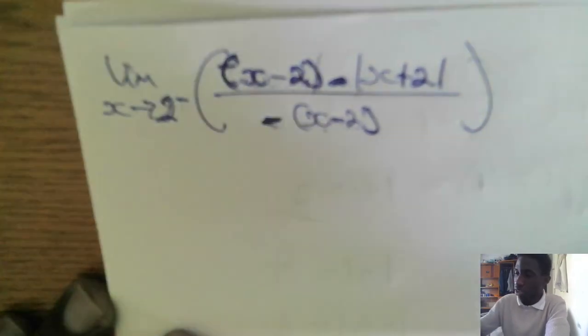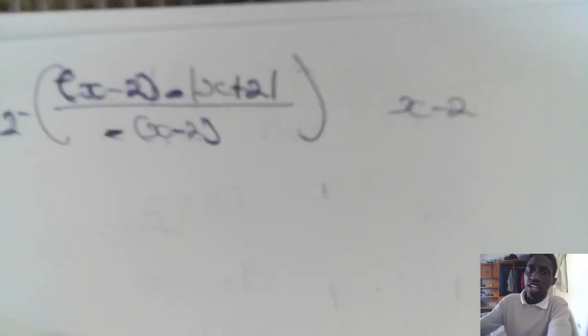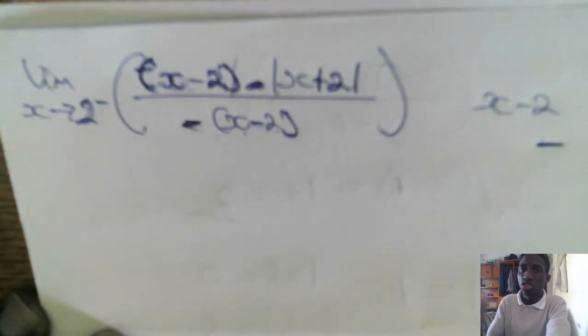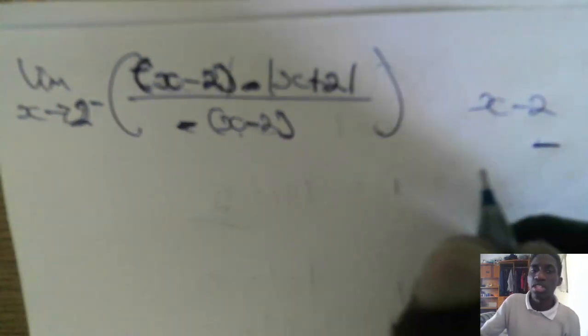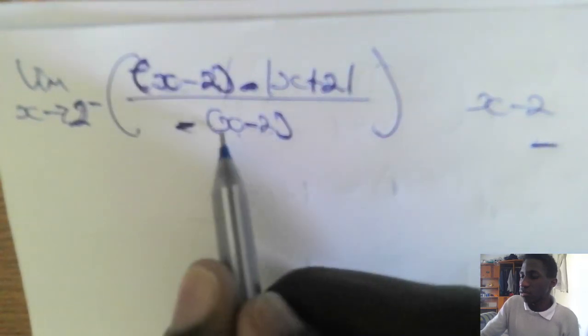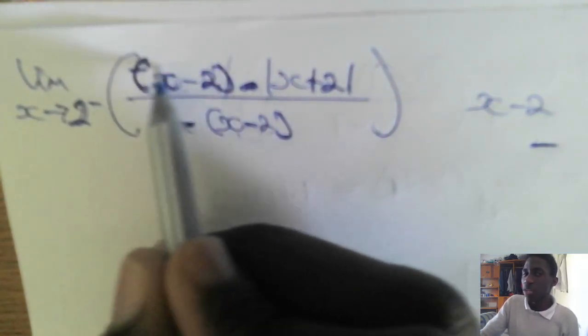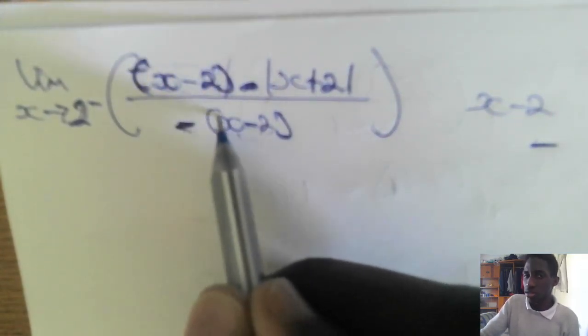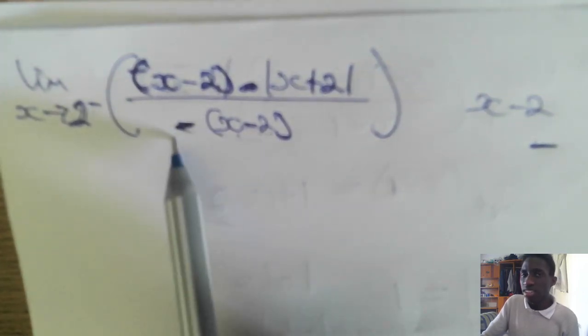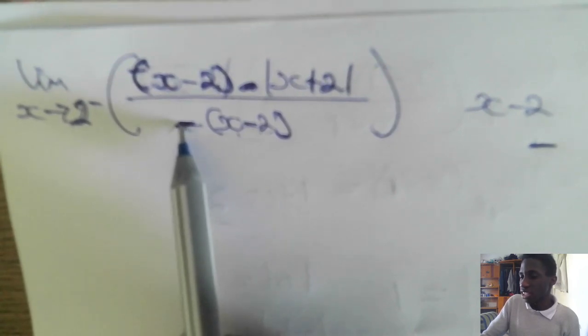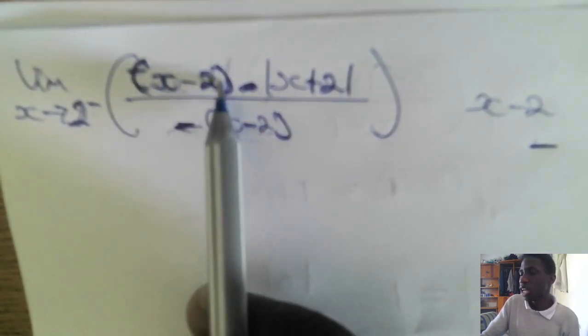To start, let's begin with x minus 2. We saw that x minus 2 is going to be negative as we approach 2 from the left, because you're using numbers that are less than 2 to approach 2. So x minus 2 gives negative results. The absolute value makes that positive, but then on the denominator it's still negative. So I've attached a negative sign to the denominator and I've removed the absolute value from here.